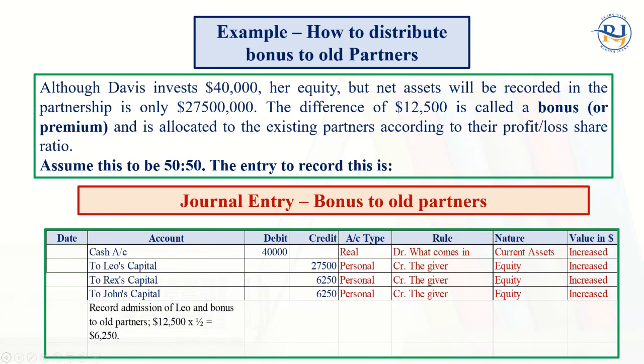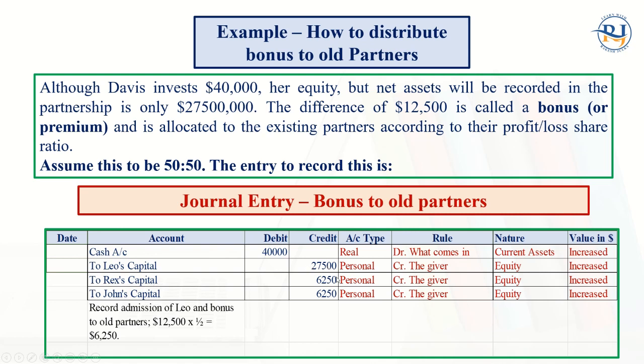Look at this. So in this case, what is happening? Although the new partner, this is not Davis, this is Leo, invests $40,000, right, the net assets recorded in the partnership are only 27,500. The difference of 12,500 is called a bonus or a premium and is allocated to the existing partners according to their profit sharing ratio. For example, it is 50-50. So Leo has brought 40,000 cash. This is clear. And to Leo's account, 27,500.